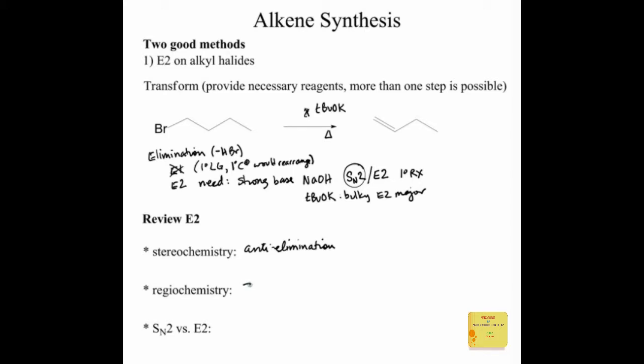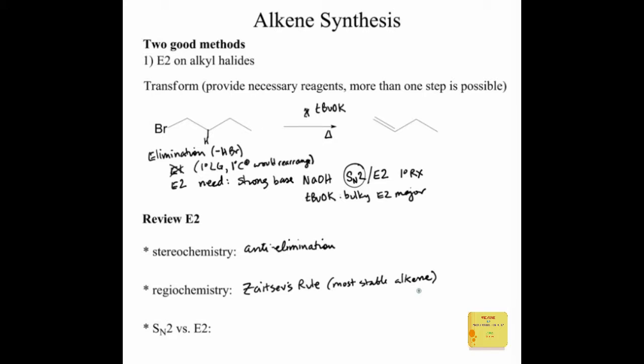Our regiochemistry was governed by Zaitsev's rule. We wanted to get the most stable alkene. Now in this case, we didn't form a very stable alkene, did we? It's terminal, it's monosubstituted, but because there was only one type of beta hydrogen possible, this is the only E2 elimination product that's possible, so this would in fact be our major product. Zaitsev's rule comes into play when we have more than one beta hydrogen from which to choose, and the one we select is the one that would lead to the most stable alkene product.